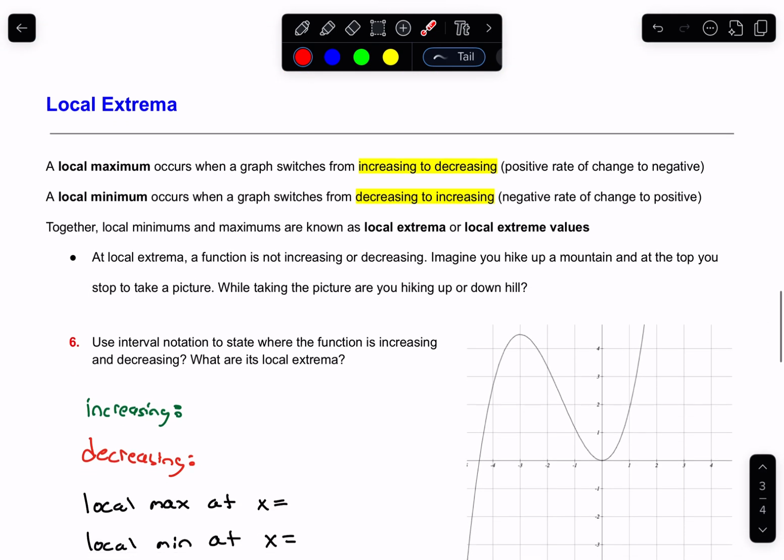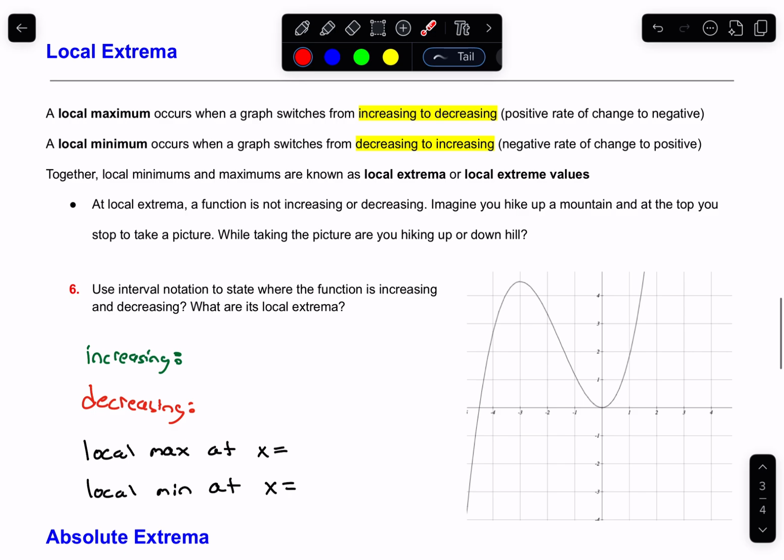All right. Now, local extrema. A local maximum occurs when a graph switches from increasing to decreasing, and a local minimum occurs when the graph switches from decreasing to increasing. And together we call these local extrema. Okay, so local maxima and local minima together are called local extrema, or local extreme values, meaning these are the highs and lows of the graph.